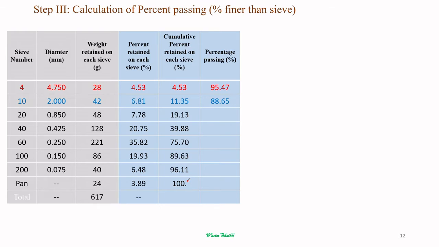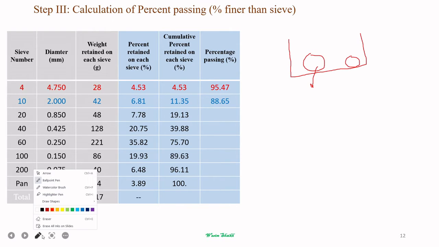Next thing is calculation of percentage passing. This is probably the last column that we have to calculate, and this is very easy. Let's say this is one particular sieve, and on top of this sieve, 10% of soil is being retained. So 10% is staying on top of this sieve. If 10% is retained, how much is passing? Passing will be 90%, that is 100% minus 10%. So percentage passing is nothing but 100% minus whatever is retained on that sieve.